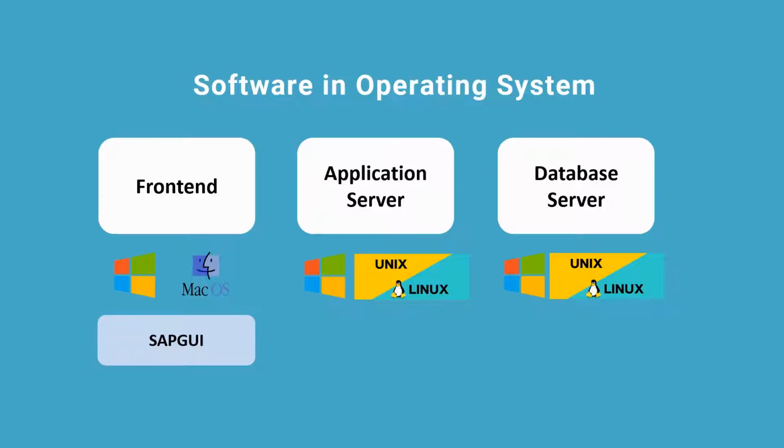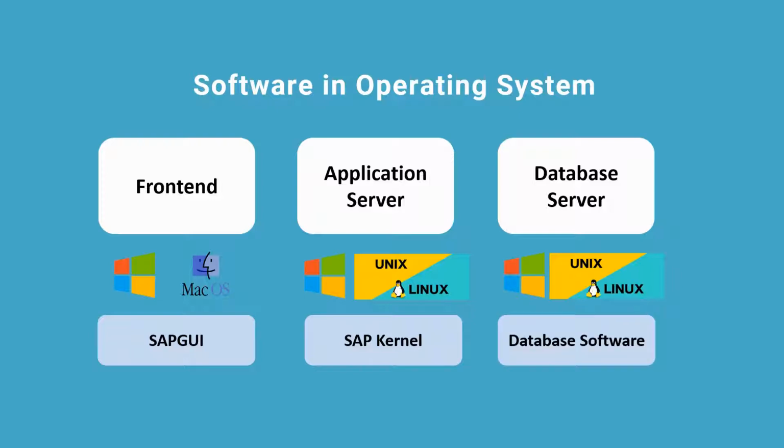In the application server, the OS component is known as the SAP Kernel, while in the database server, the database software is at the OS level. My demo server performs both functions, so it contains both of them. Let's go and check it out.